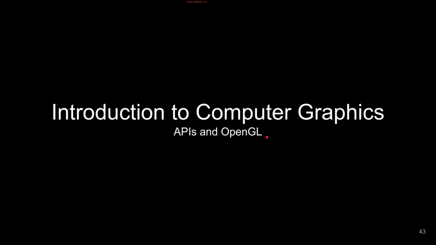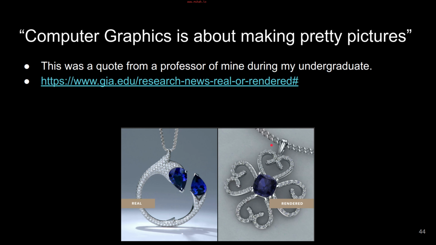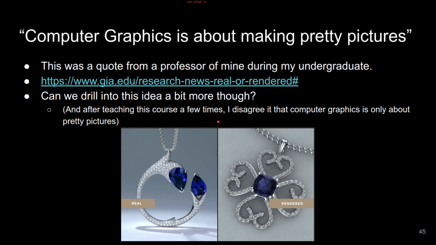All right, so our introduction to computer graphics, the APIs, and so on. Once upon a time, a professor of mine told me computer graphics is about making pretty pictures. Here are some pretty things here. Even from a few years ago, you can hardly tell between the rendered computer graphics image on the right side versus the real one, which one is real. So it is kind of cool to think about. We can make some things that are really pretty. But I want to drill into this idea a bit more, because after teaching this course a few times, I don't think graphics is just about making pretty pictures anymore.